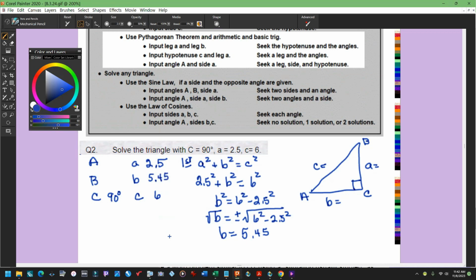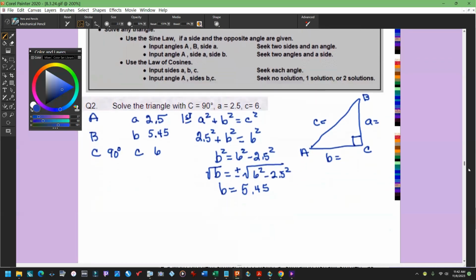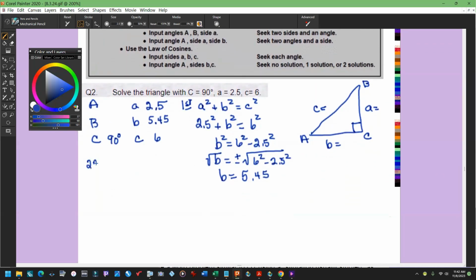Well, now I have to get an angle. Doesn't matter which one I choose. I know that this is 5.45. I know this is 2.5. And I know this is this. And if I go for angle A, I could use the tangent. I could use the sine. I could use the cosine. We've done tangent enough, so let's try a sine.